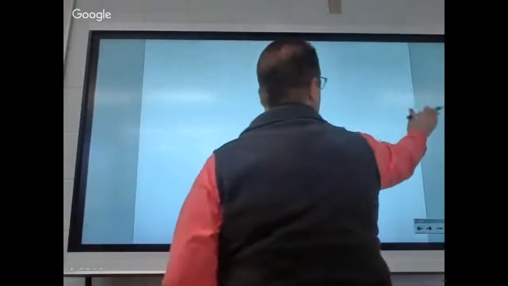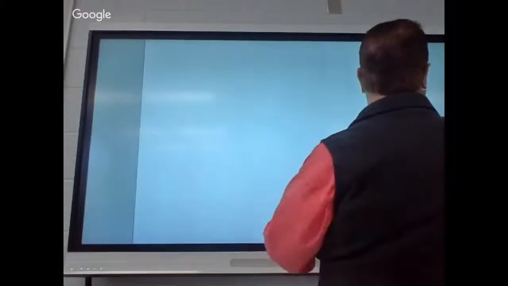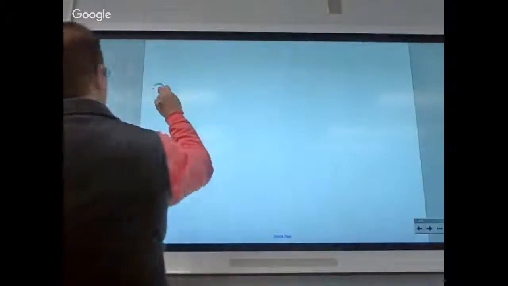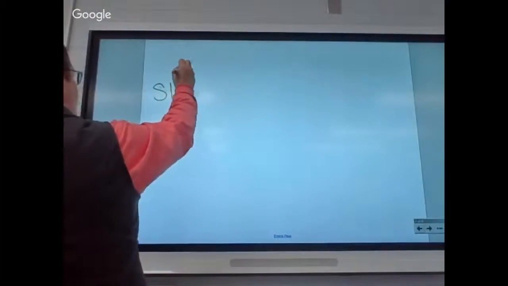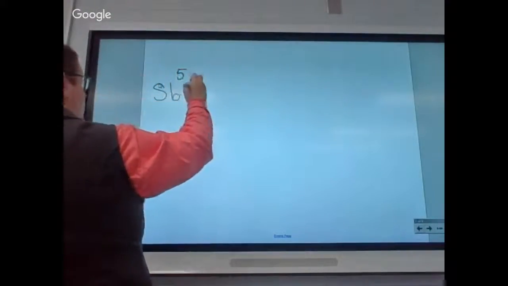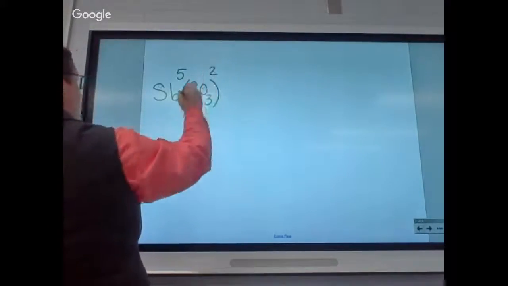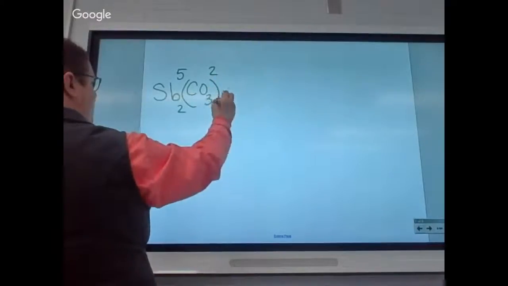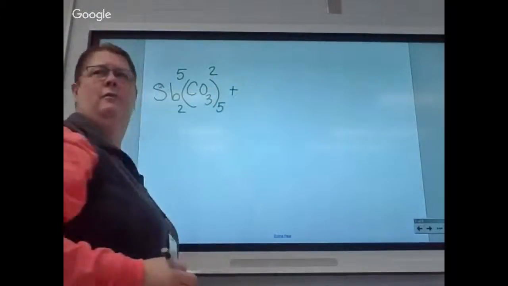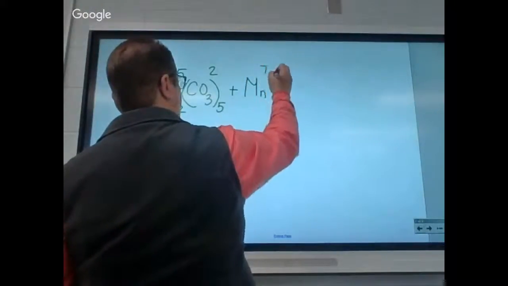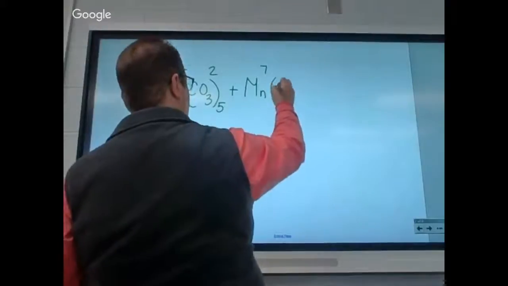Antimony is Sb. Let me change from green. Somebody told me they couldn't see green last week. Are they colorblind? It's possible. All right, so antimony was Sb, and it was 5. All right, what was next? Carbonate is CO3, and it has an oxidation number of 2. So the 2's coming down, the 5's coming down. Plus, what's next? Manganese, 7. Permanganate, MnO4.